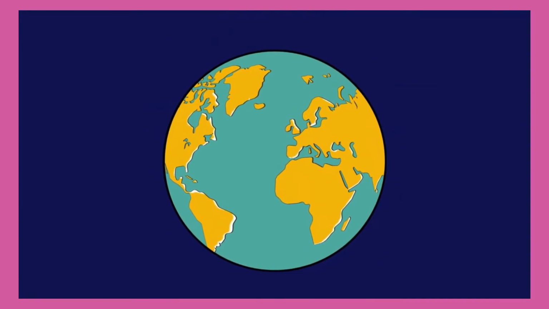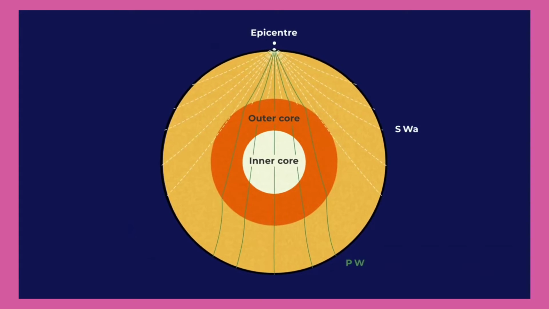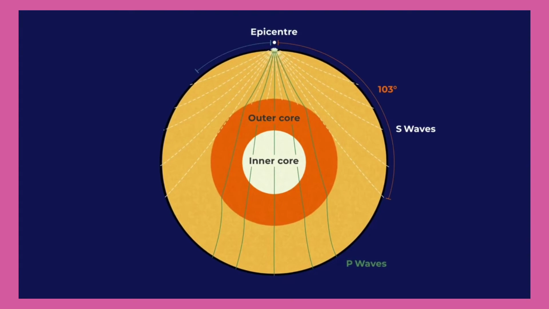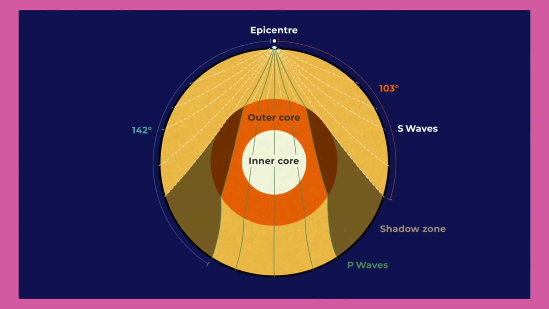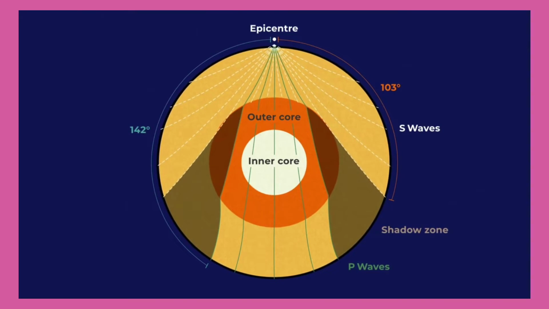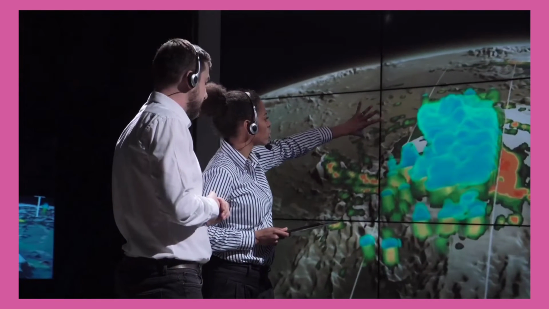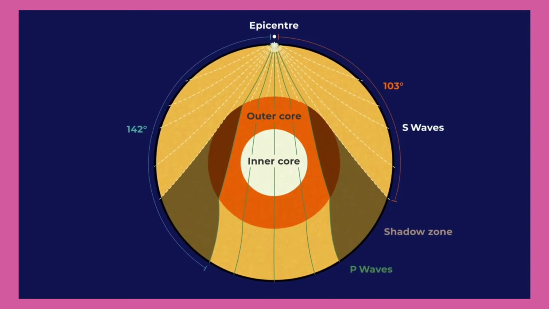Earthquakes also tell us about the interior structure of the Earth. When there is an earthquake, there is an area between 103 to 142 degrees from the epicenter where no direct seismic waves are detected. However, beyond 142 degrees, P waves are again detected. Scientists have hypothesized that this is due to there being a liquid outer core, which the S waves cannot travel through, and that greatly slows down and refracts the P waves.